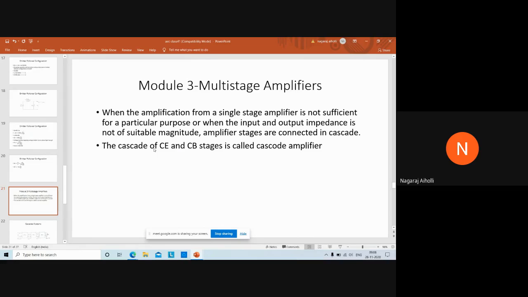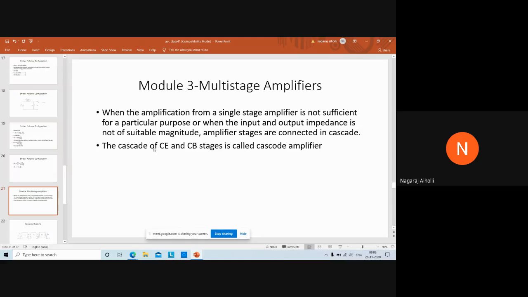Now, why are multi-stage amplifiers required? Whatever gain we are getting from a single stage amplifier, till now, whatever we have studied, they're all single stage amplifiers. We have used a single block, a single circuit, a single transistor. That is a single stage amplifier, a single input and a single output.